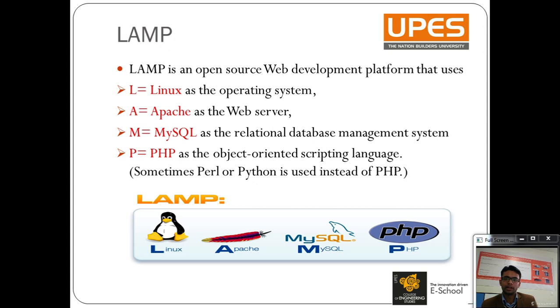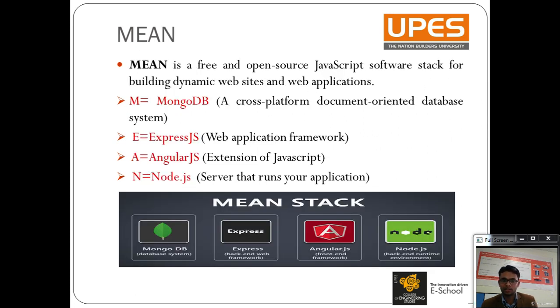As compared to the LAMP, which is an open source web development platform, there is one more upcoming or future technology, that is your MEAN stack. MEAN stack is basically a free and open source JavaScript software stack. This is also used for building dynamic websites or web applications. MEAN stack is MongoDB, Express.js, Angular and Node.js. Because all components of the MEAN stack support programs written in JavaScript, MEAN applications can be written in one language for both server side and client side execution environments.